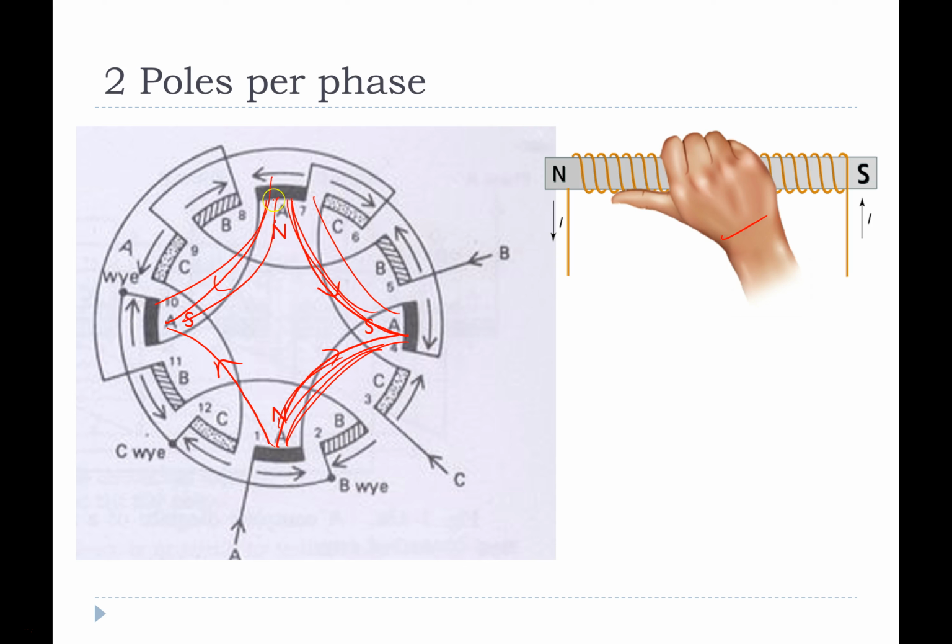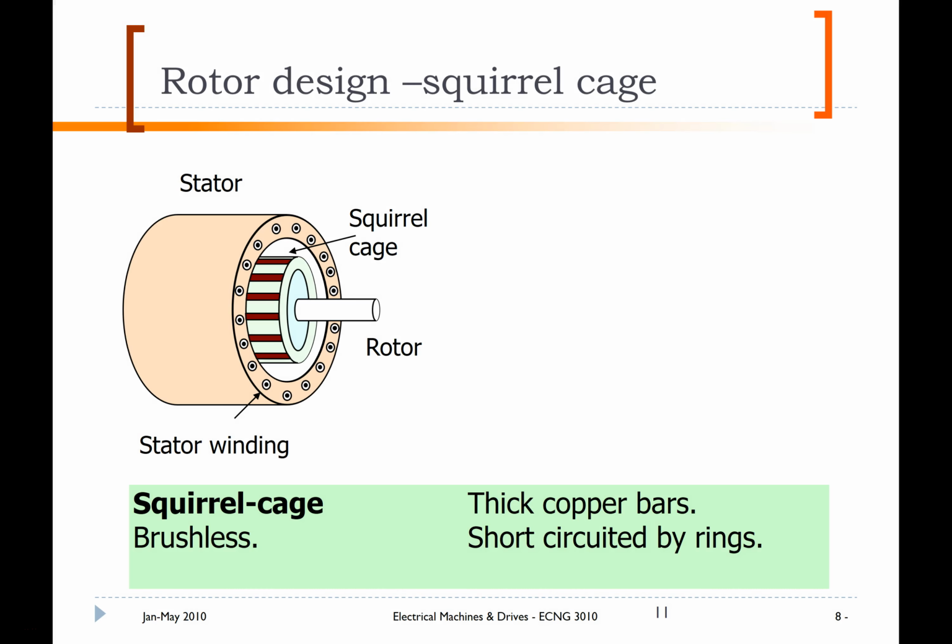So that is how I want to orient the coils in my machine. So that is the stator orientation, and now we'll talk about the rotor orientation. And the first one we want to look at is the squirrel cage rotor.